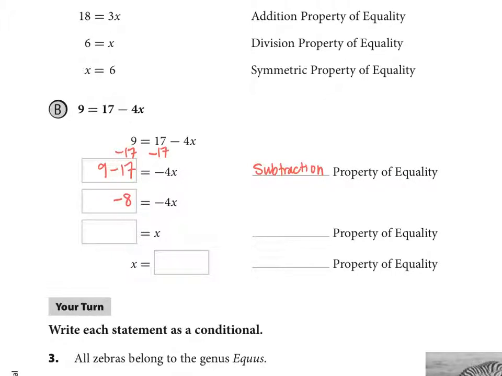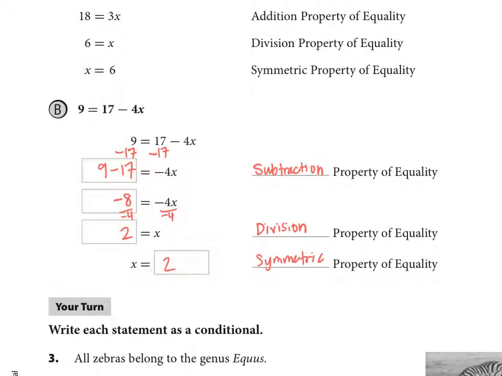And then the last step is to divide both sides by negative 4. Divide by negative 4, and we get a positive 2. So we use the division property of equality. And then finally, if 2 equals x, then it's true the other way around. This is the symmetric property of equality. Not something that we dwell too much on, but if you're being extremely detailed, then you could definitely use the symmetric property to state that.